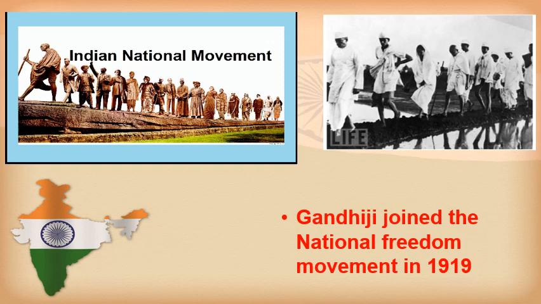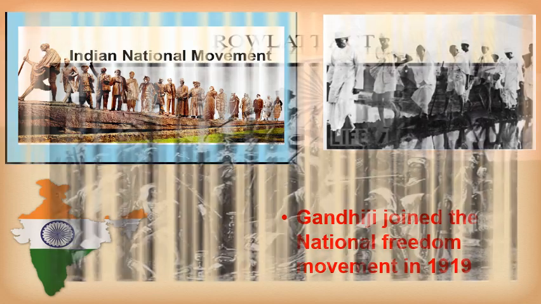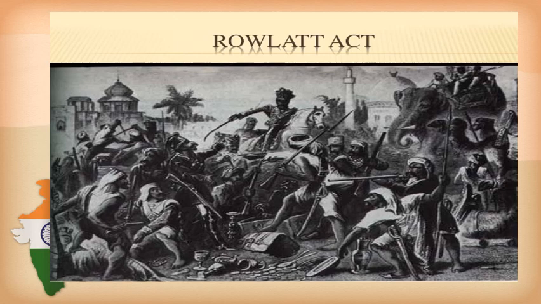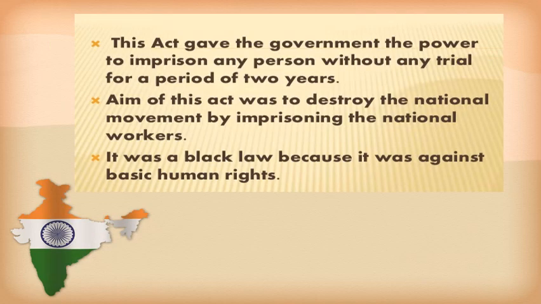Gandhiji joined the National Freedom Movement in 1919. Rowlatt Act. It was introduced in the same year, 1919. Rowlatt Act gave the government the power to imprison any person without any trial for a period of 2 years. The aim of this act was to destroy the national movement by imprisoning the national workers. It was a black law because it was against basic human rights.